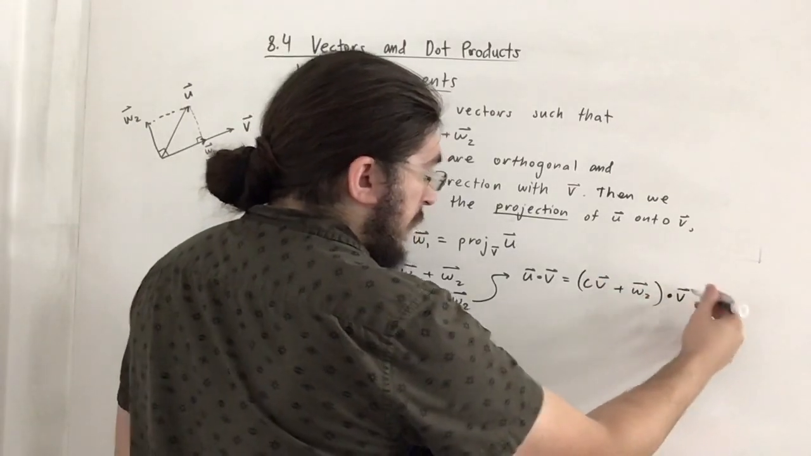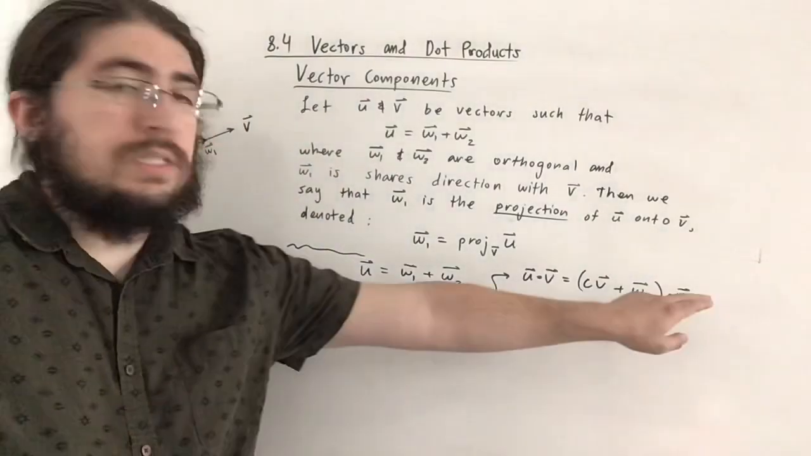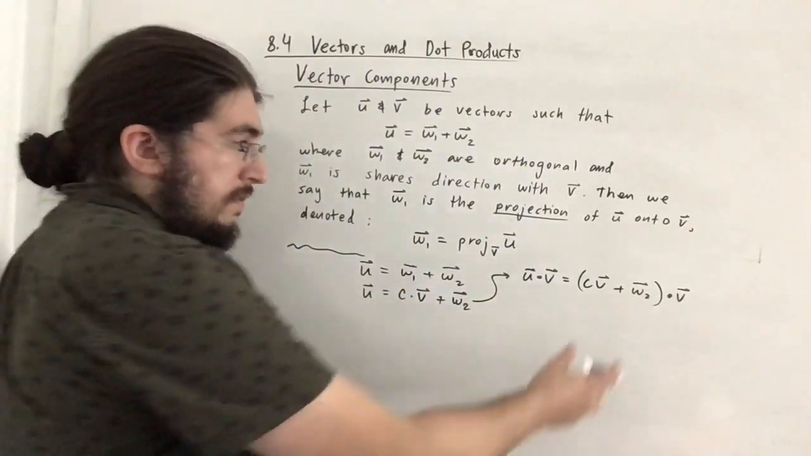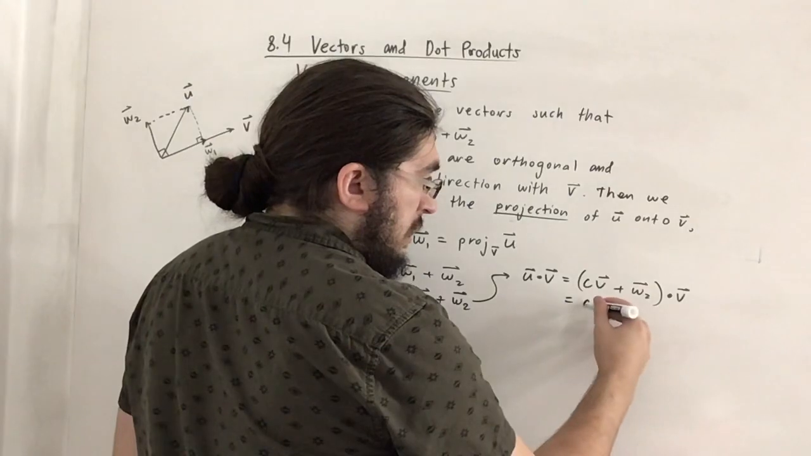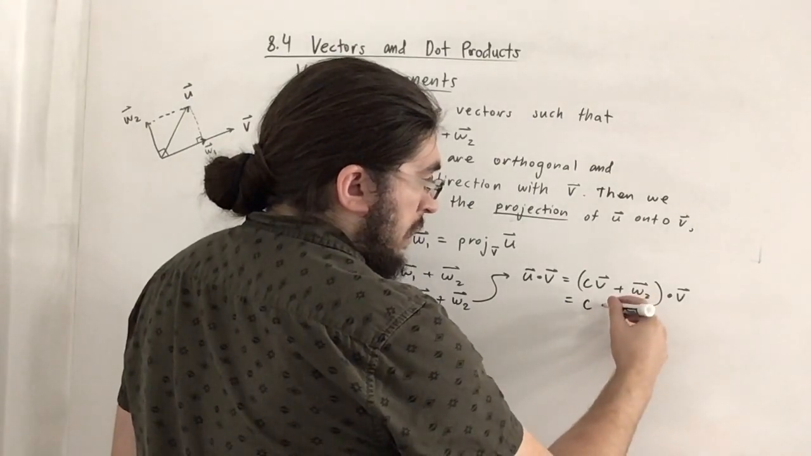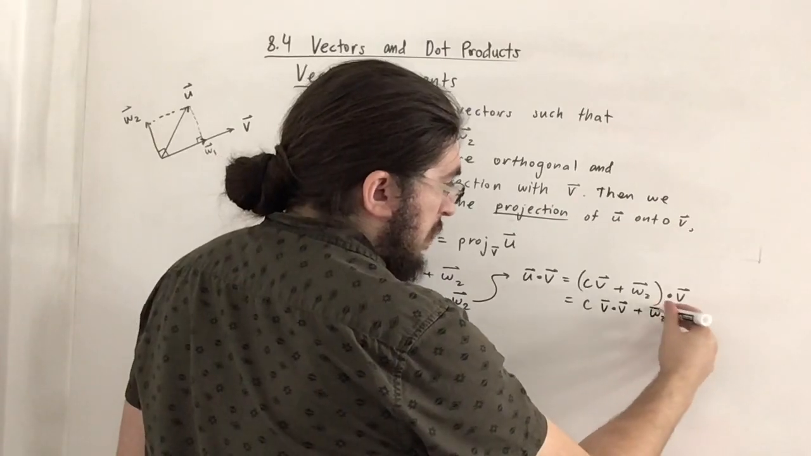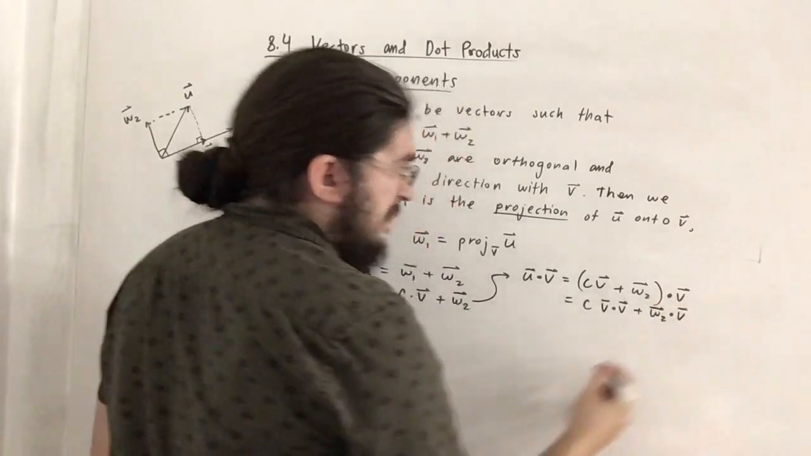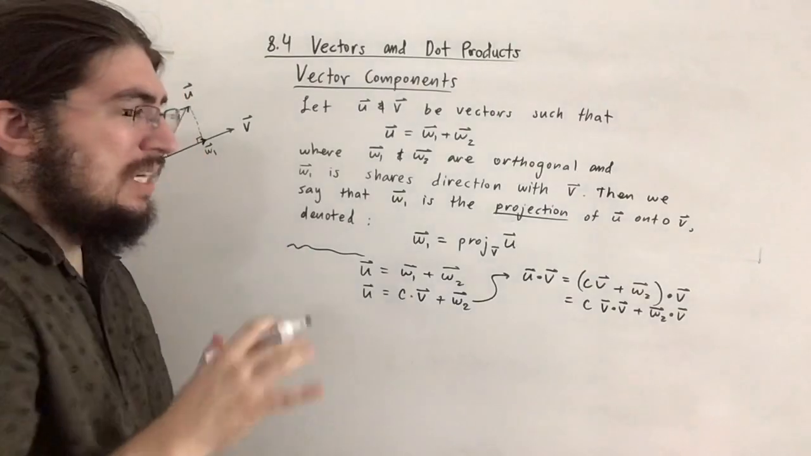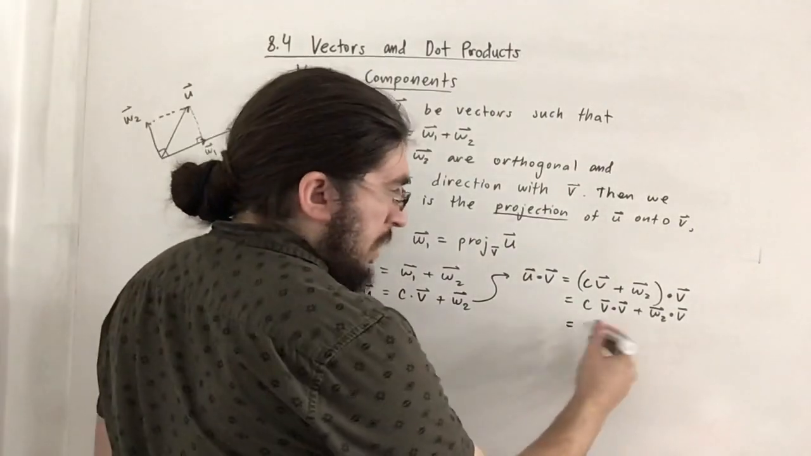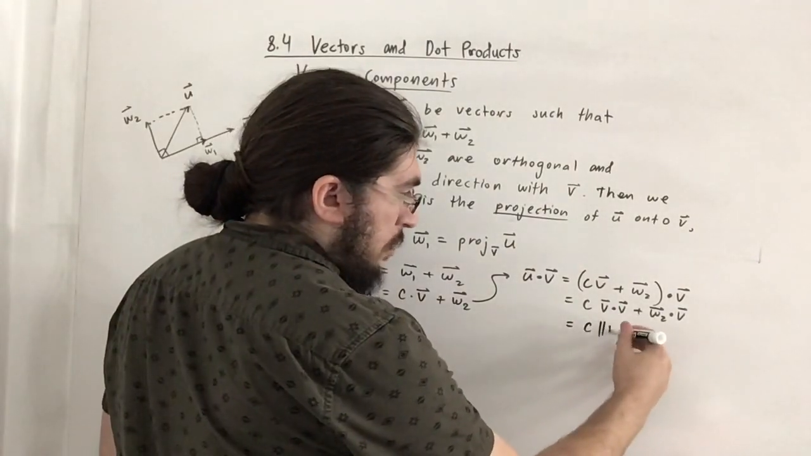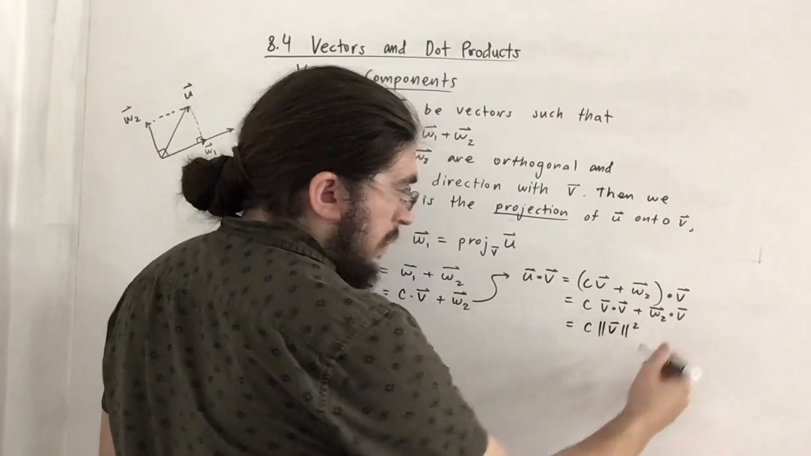And now we can use some vector properties. Notice the dot product distributes over vector addition. So this is c times v dot v plus w2 dot v. Okay, this is really good because v dot v is the square of the magnitude of v, from one of the properties we saw.